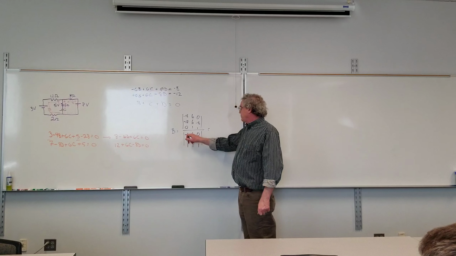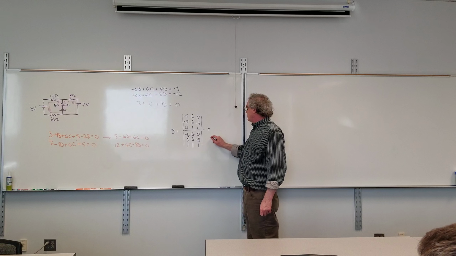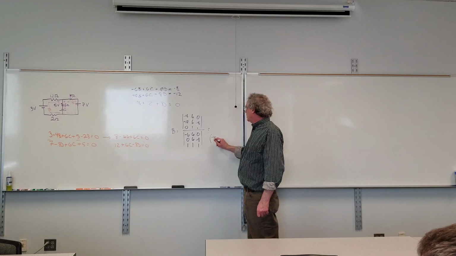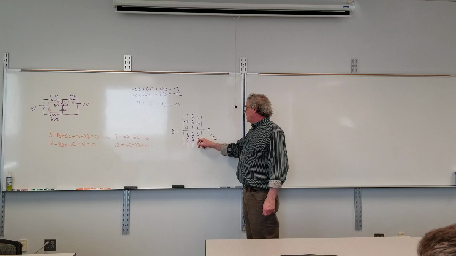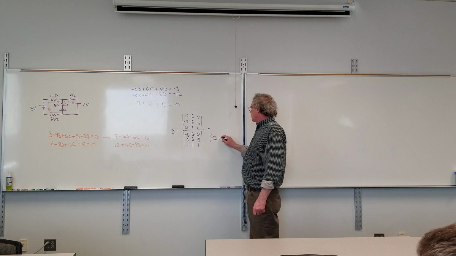All right, so we have negative 6 times 6 times 1, so I have negative 36, plus 6 times negative 8 times 1, which is negative 48.